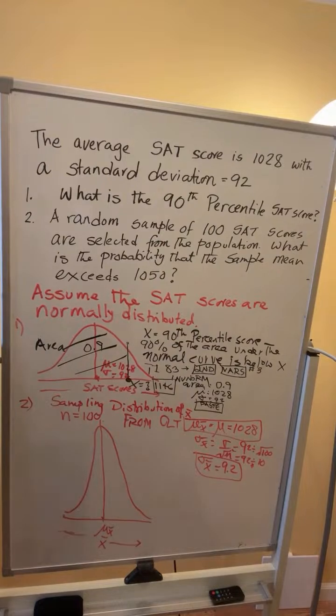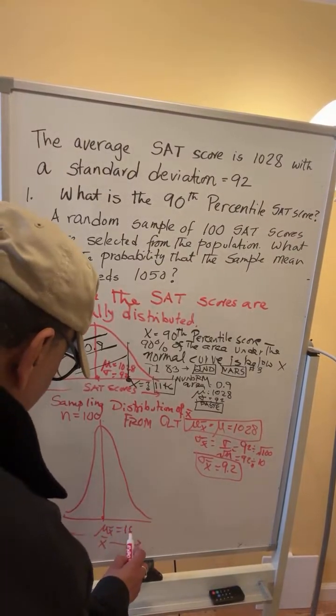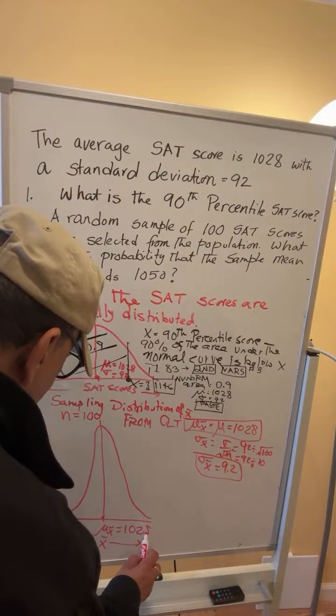Now we have to answer the question, what is the probability that the sample mean exceeds 1050? Now the center is 1028, the mean of the population.